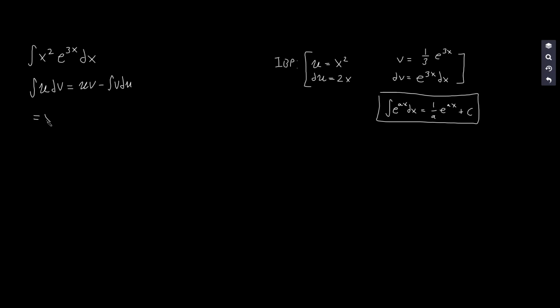We're going to end up getting x squared times 1/3 e raised to the power of 3 times x, minus the indefinite integral of 1/3 times e raised to the power of 3 times x times 2x. Oh yeah, and there's supposed to be a dx here.